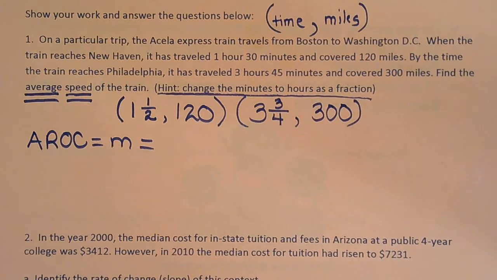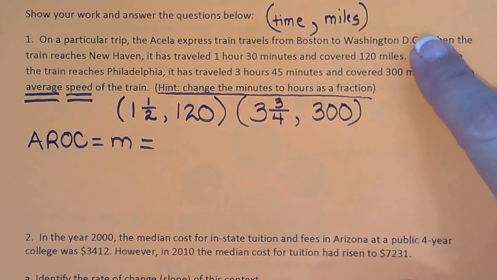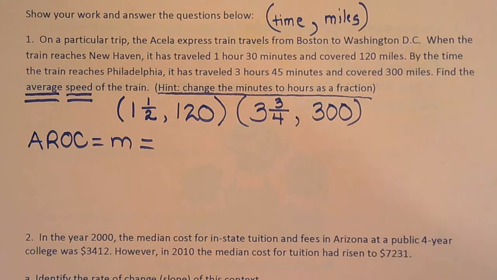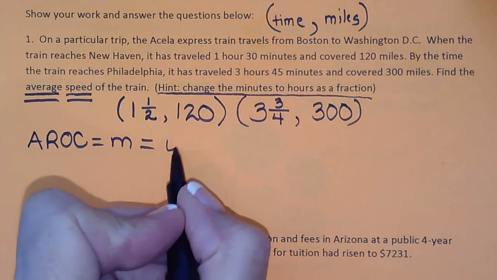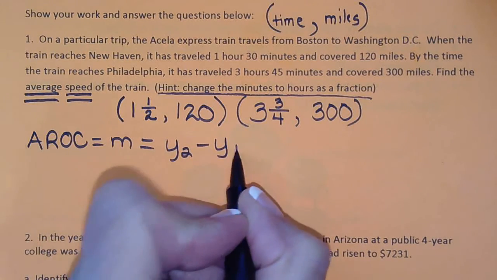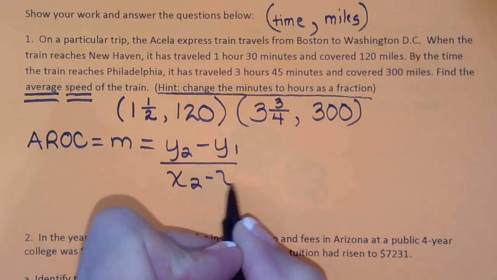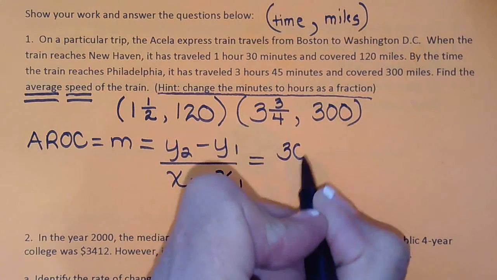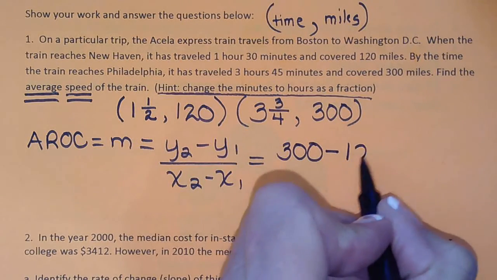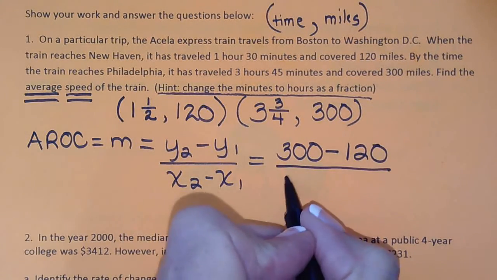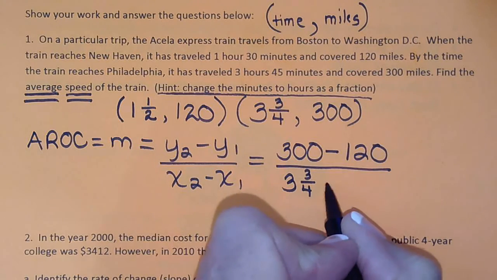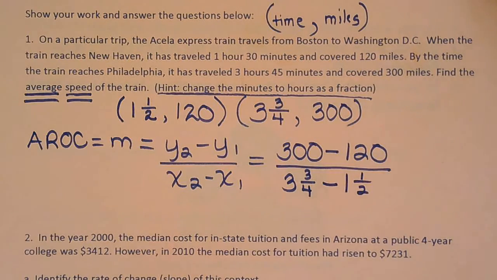Okay, so the minute you see average speed, average rate of change, you should be thinking slope formula. And the minute you think of slope formula, then you got to think, oh, I need 2 points. So then you go back and see time, miles, time, miles. So you get it ready. So now we're ready to use our slope formula, y2 minus y1 over x2 minus x1. So second y, 300, minus the first y, 120, over second x, 3 3/4, minus the first x, 1 1/2.